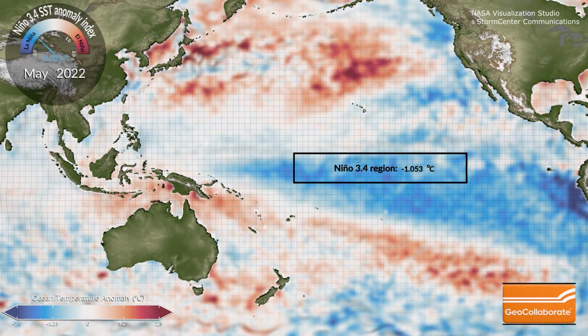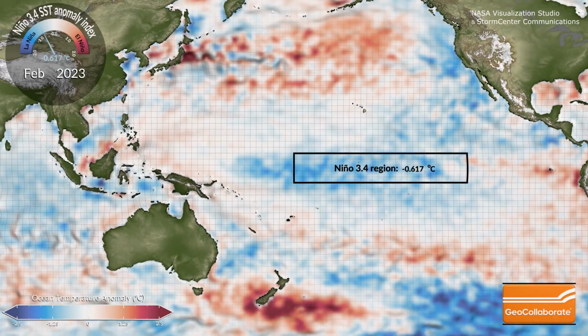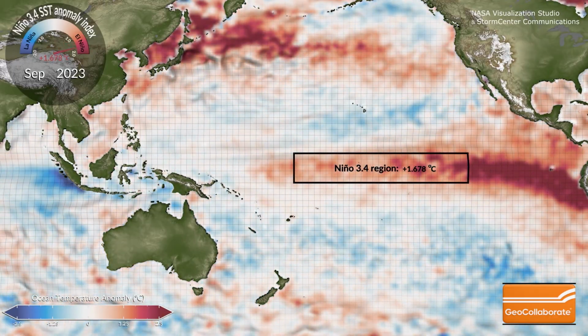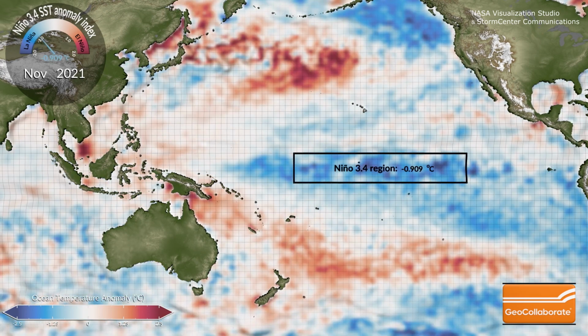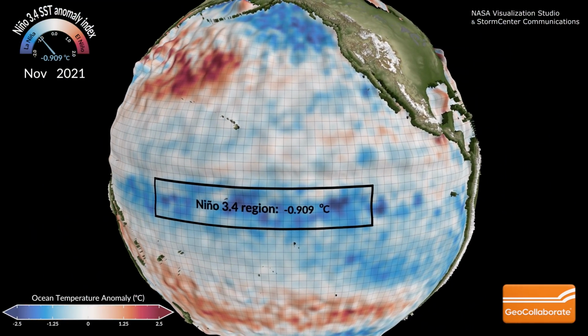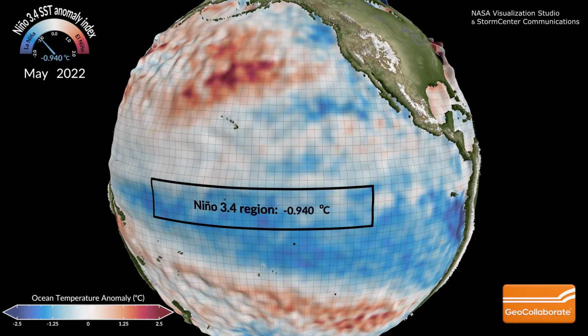This region in the Central Pacific is called the Nino 3.4 region. During La Nina, we see a cold tongue in the East Central Pacific. As El Nino develops in 2023, we see a warm tongue extending across the Central Pacific. As we transition from La Nina to El Nino, the Nino 3.4 index changes from negative to positive values.